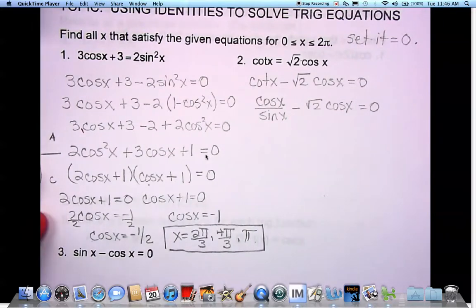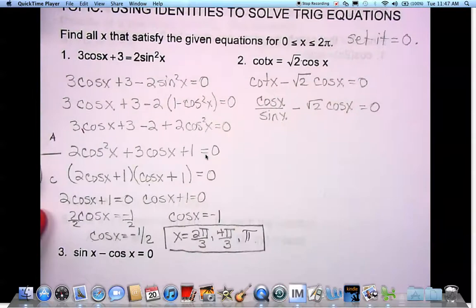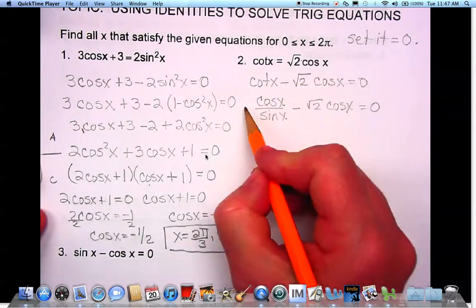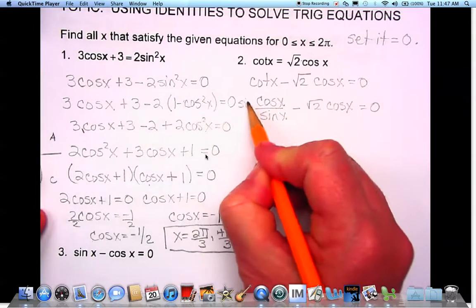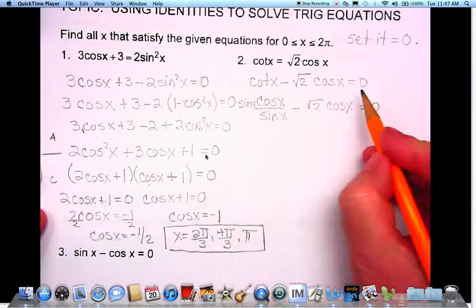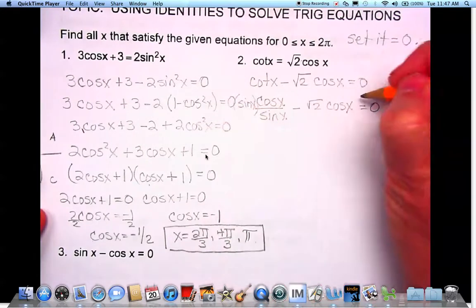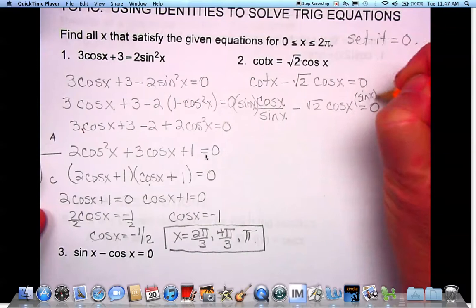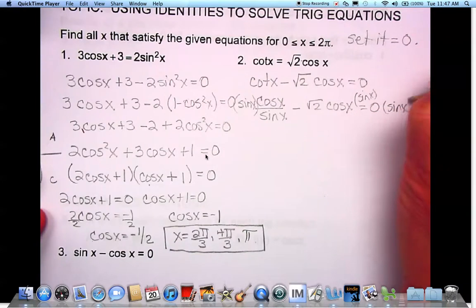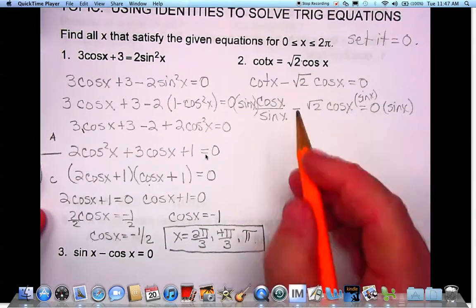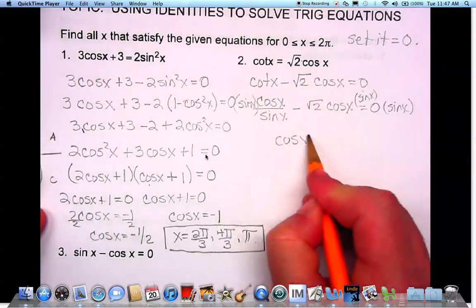It's okay, we can do it. Yeah, but it's gonna be harder. We've got this. Let's go back. How are we gonna get rid of that sine x in the bottom? Put the square root of 2 cosine x over 1. How about if we multiply everything by sine x? So it'd be cosine x minus square root of 2 cosine x sine x equals 0.